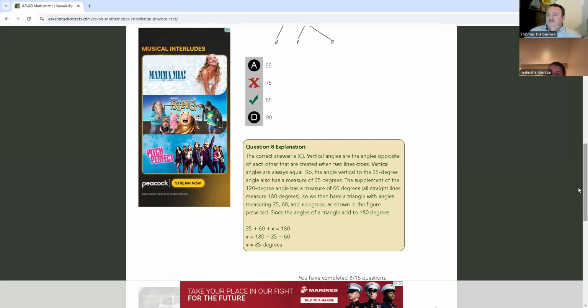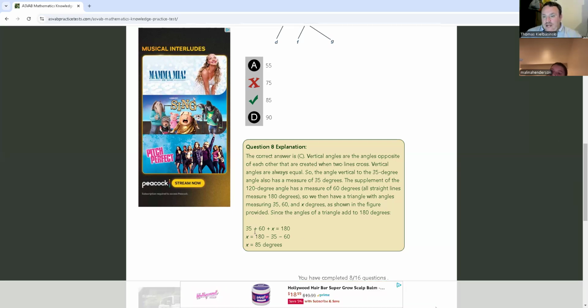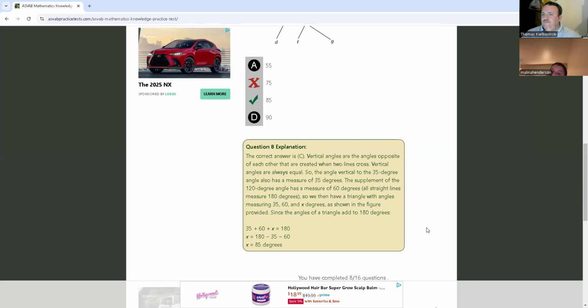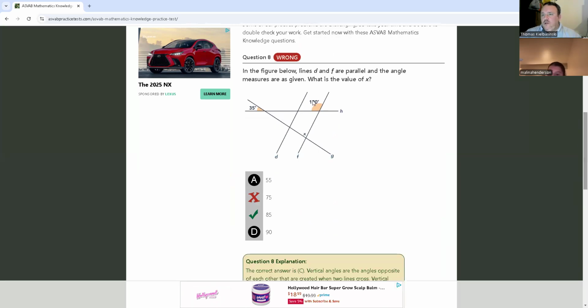So we then have a triangle with angles measuring 35, 60, and x degrees, as shown in the figure provided. Since the angles in a triangle add to 180, 35 is one angle, 60 is one angle, plus x, what does it leave over? It leaves 85. Or here's a shortcut. You take 120 and subtract. You subtract them all the time. Okay.